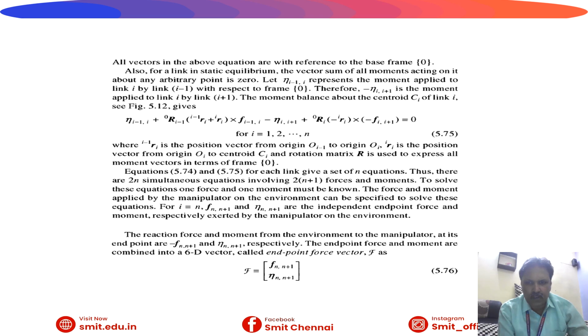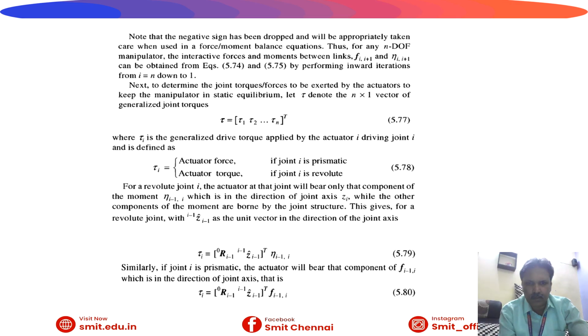Then the last equation, 5.76, denotes the reaction force and moment from the environment to the manipulator. That is the final one: how the environment is transmitted to the manipulator. We are going to see that. That is eta, as well as the force that is applied, called the endpoint force vector. It is also mentioned. The negative sign has been dropped, as will be appropriate when used in force balance equations.